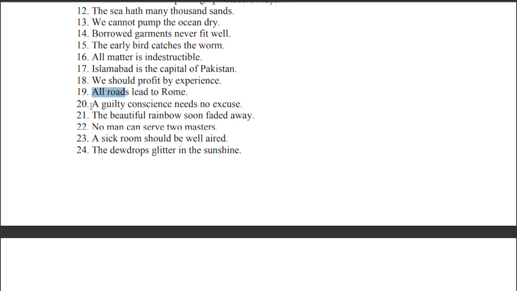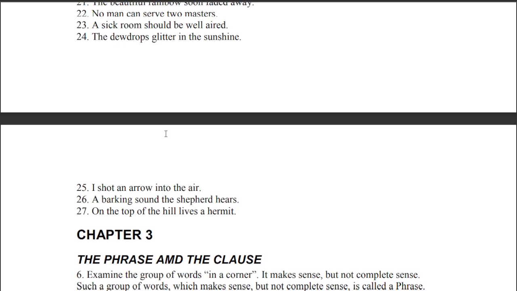20. A guilty conscience needs no excuse. First of all, the speaker has named a thing. What is that thing? A guilty conscience. Then the speaker has said something about a guilty conscience. What he said is being indicated by needs no excuse. So needs no excuse is the predicate. A guilty conscience is the subject.